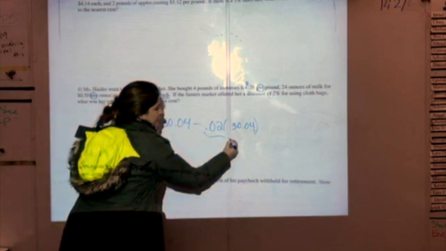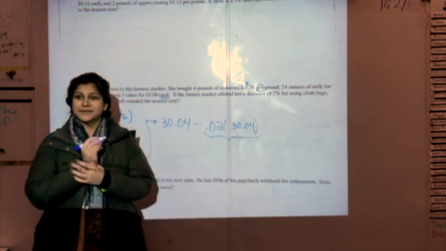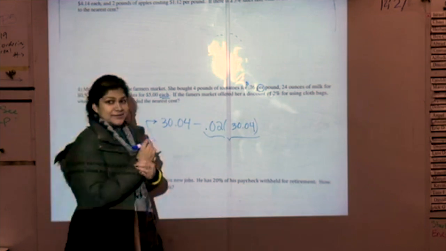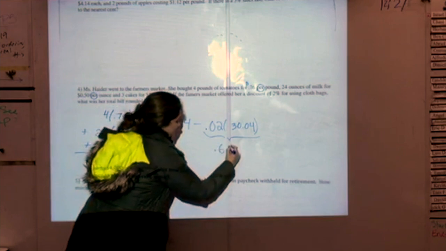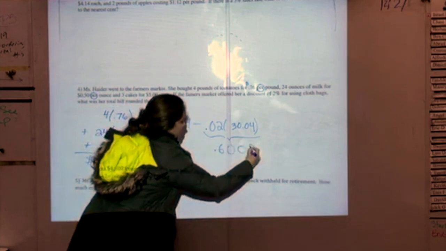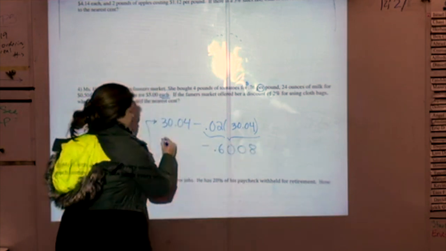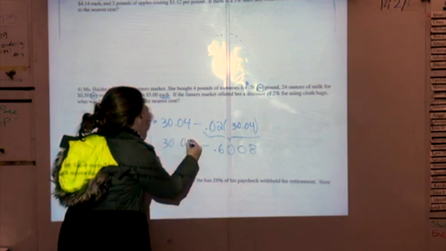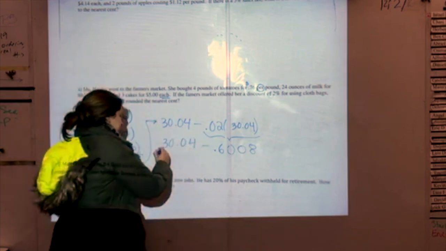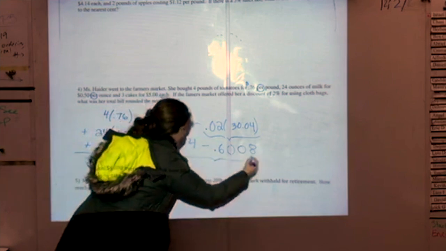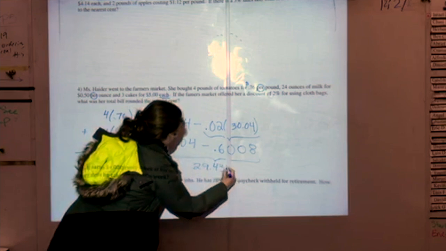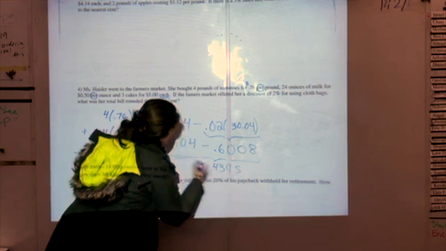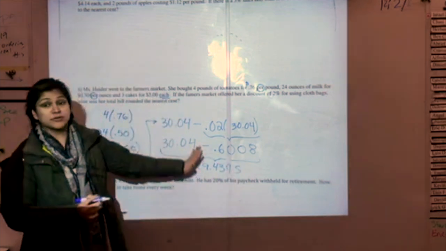So the discount will be 0.6008, right? And when I subtract these, I get $29, and then 0.4395. Notice how we didn't do any rounding throughout the problem.